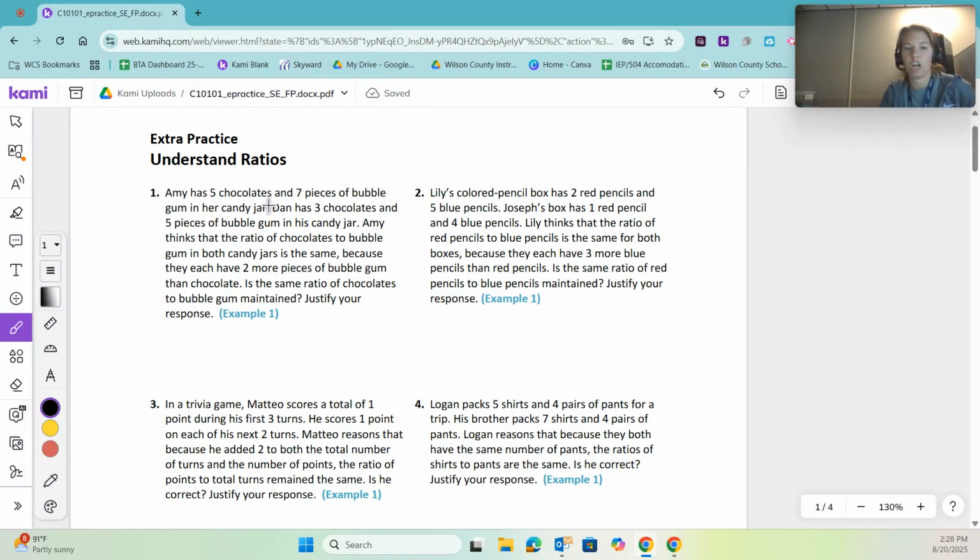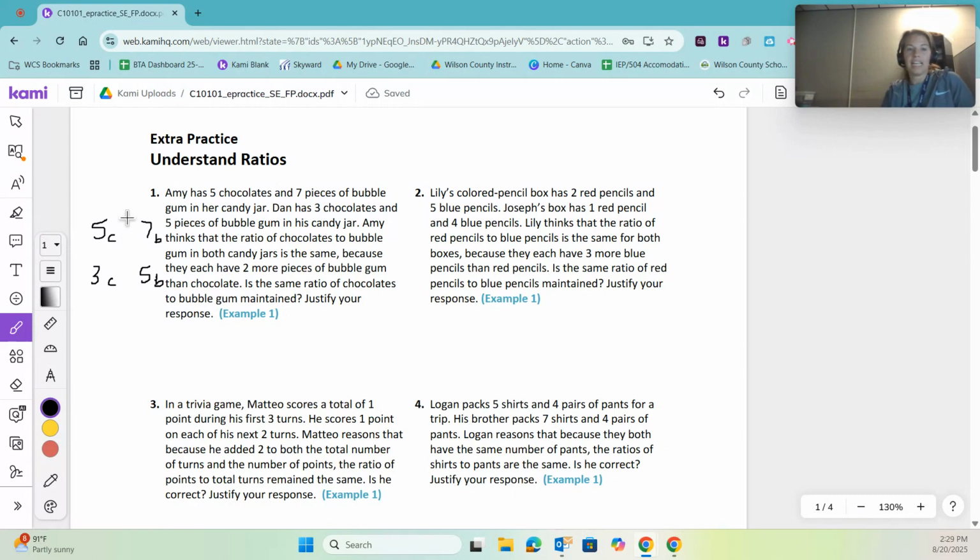Amy has 5 chocolates and 7 pieces of bubble gum in her candy jar. So she has 5 chocolates and 7 bubble gums. Dan has 3 chocolates and 5 bubble gums. Amy thinks that the ratio of chocolates to bubble gums in both candy jars is the same because they each have 2 more pieces of bubble gum than chocolate. Is the same ratio of chocolates to bubble gum maintained?